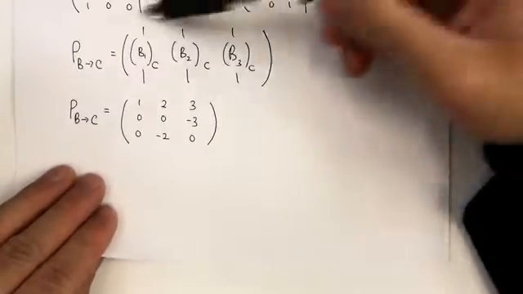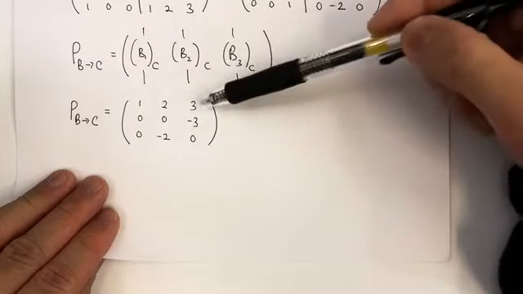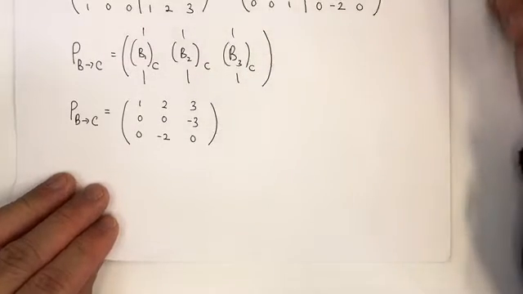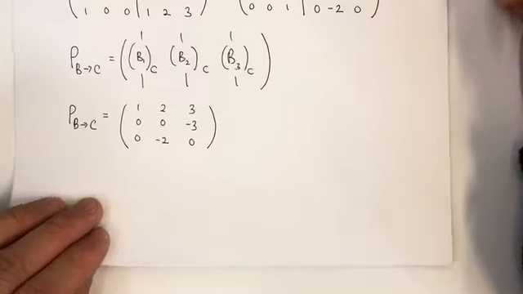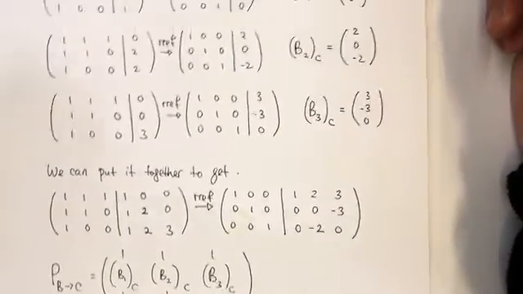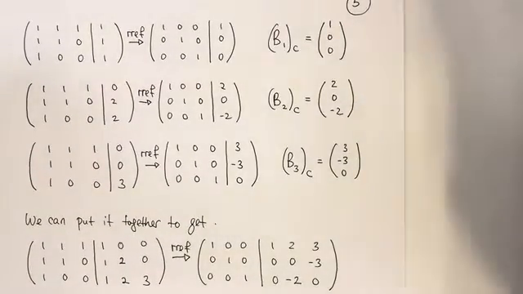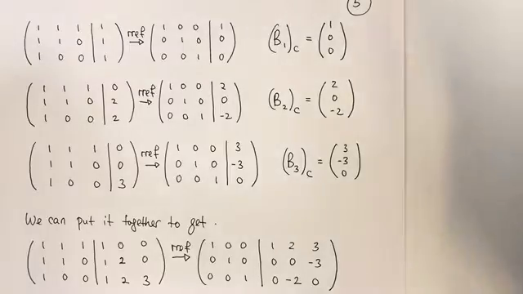So we can put all of them together. Remember that this is what we want to do. We can put all of them together: 1, 0, 0, 2, 0, -2, 3, -3, 0. That's perfectly fine. But instead of doing that computation 3 times, we can also just do it in one single computation. So how do we do that?